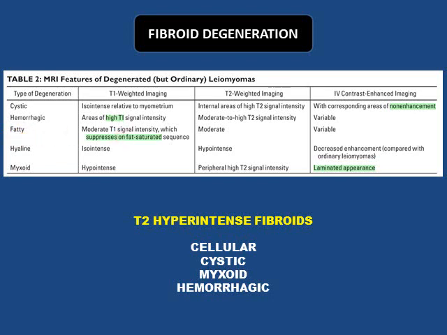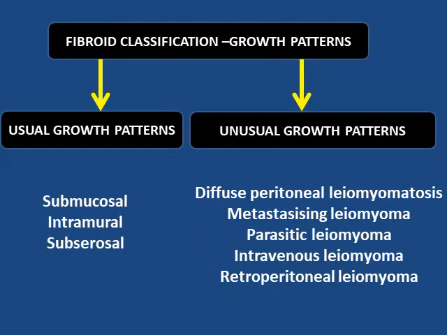So whenever we talk about a T2 hyperintense fibroid, it means either we are talking about the intermediate cellular variant of fibroid or one of the degenerative variants of the fibroid. The second classification that is of use is based on growth patterns. The usual growth pattern that we see is submucosal, intramural, or subserosal. The unusual growth patterns are the ones listed here. It can be diffuse peritoneal leiomyomatosis, metastasizing leiomyomas, parasitic fibroids, intravenous fibroids, or retroperitoneal.